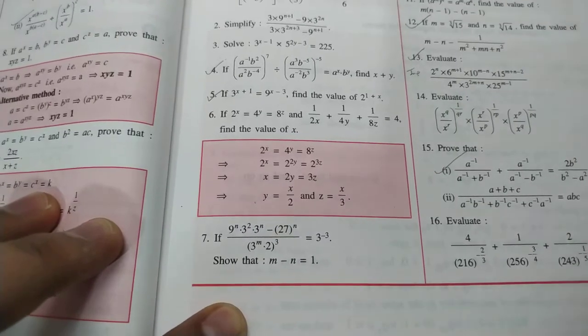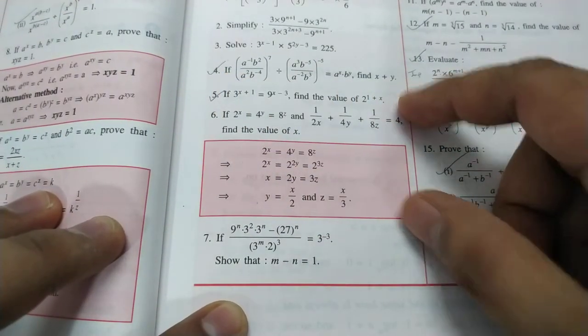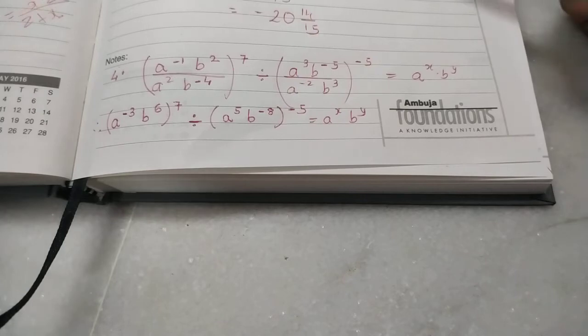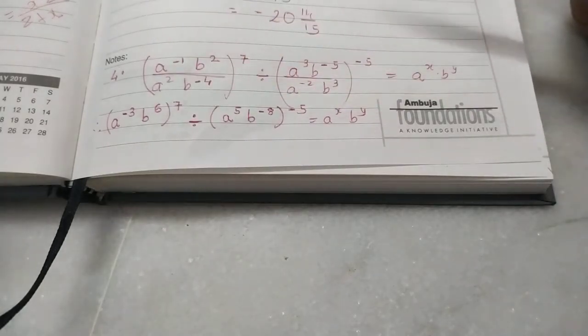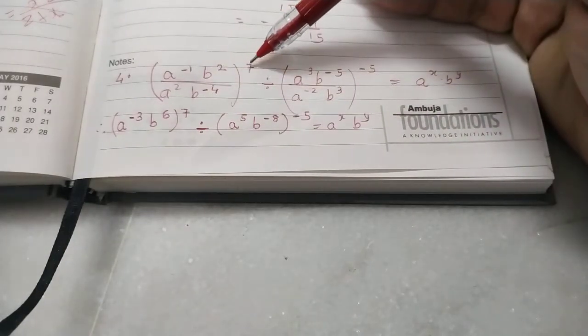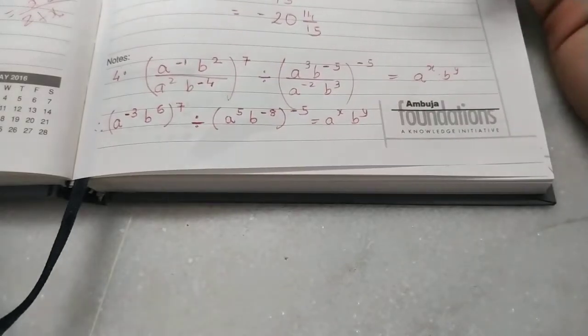Next, in the fourth sum, they've given an equation. We have to find the value of x plus y. So let's find the value of x and y first by comparing. I see that there are two bases involved here, a and b. So let's try to get them together. Let me solve the brackets first. We could have opened the brackets and multiplied this power by each term first. There are various methods to do this.